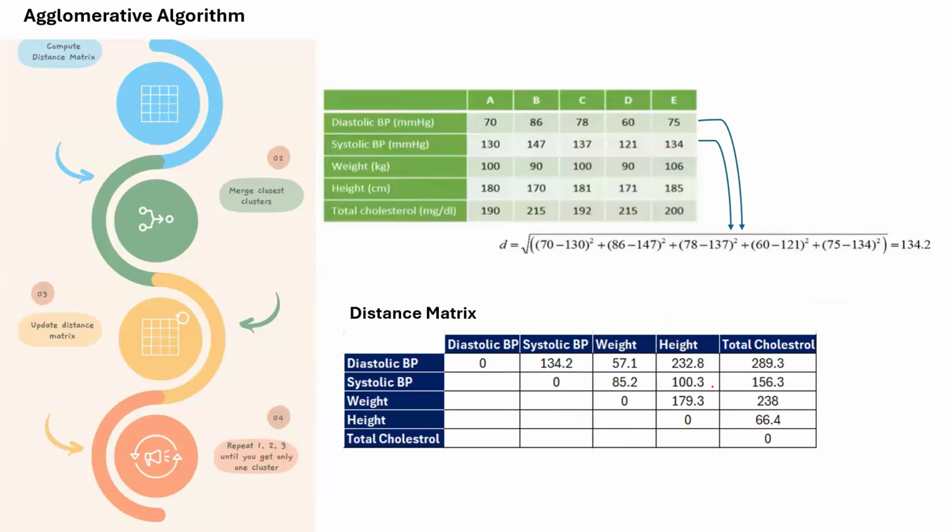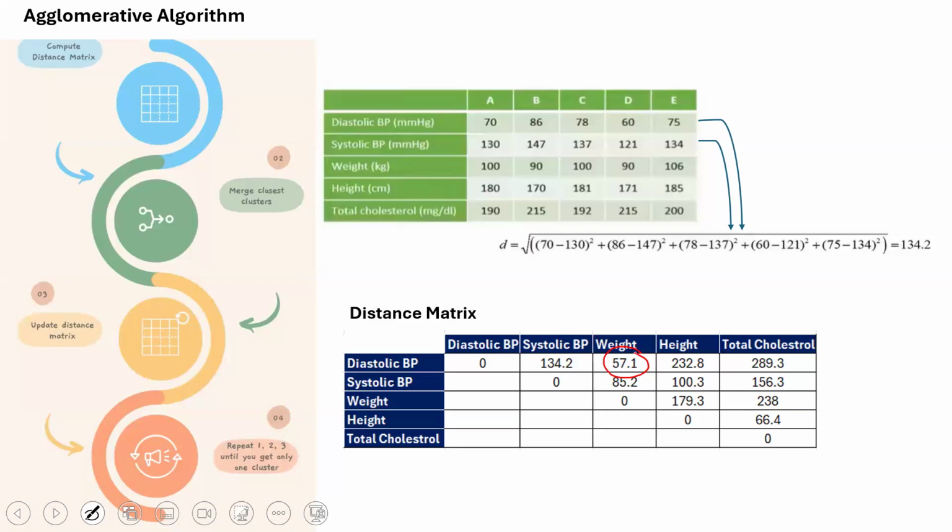Once you have calculated the distance matrix, in the next step you merge the clusters which are close to each other. In this distance matrix, which two are closer, that is, which is the smallest value? 57.1 is the smallest value. That means diastolic BP and weight are more similar. The distance between diastolic BP and weight is very low.